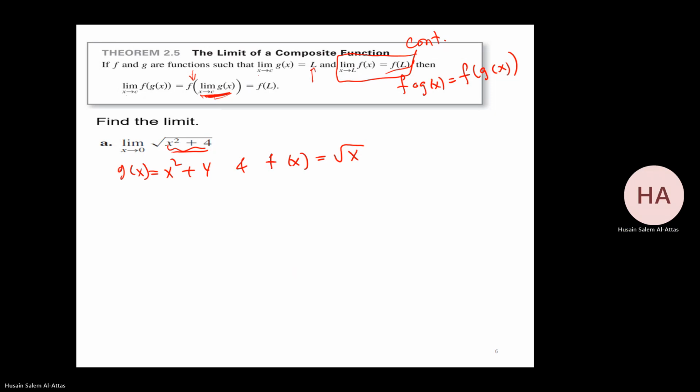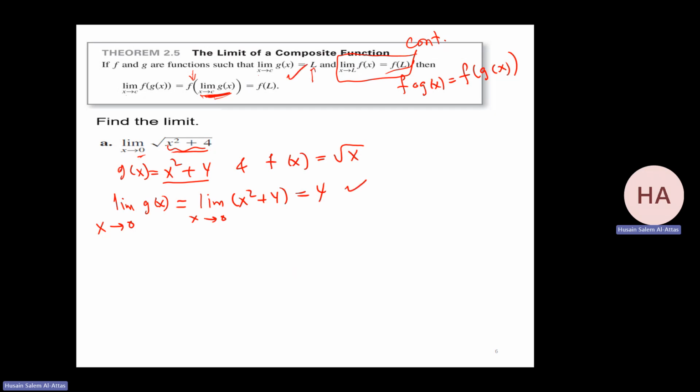Okay, so I need to apply the conditions. I need the limit of g of x as x goes to c, where c is 0. That will be what? This is just a polynomial, so I can find the limit quickly. x squared plus 4 will be 4. So this condition is satisfied. I have a value L.